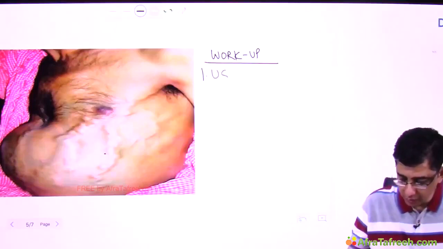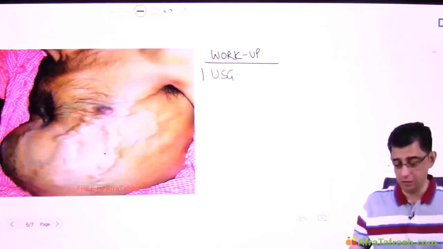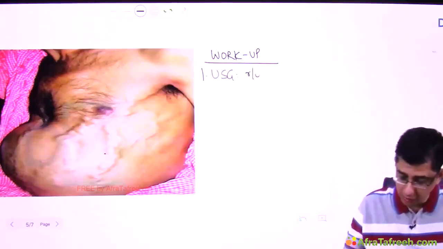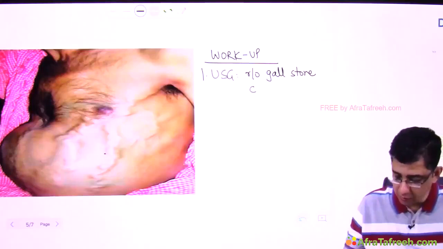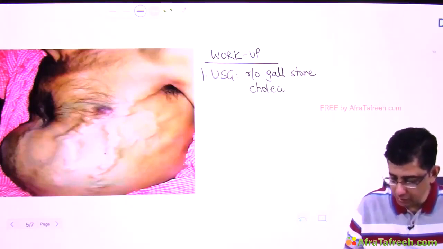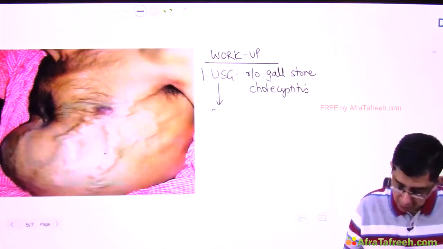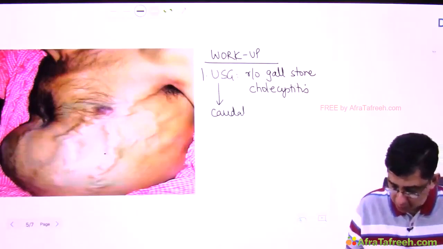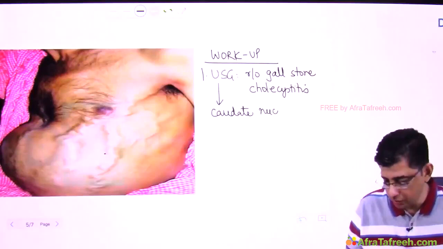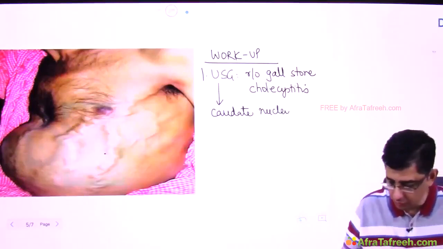Ultrasound, why am I doing it? One, simply because I want to rule out conditions causing right upper quadrant pain like gallstones. I want to rule out cholecystitis. I want to rule out cholelithiasis in a patient. One finding in the ultrasound that would tell you that this could be Budd-Chiari syndrome is the caudate lobe enlargement.